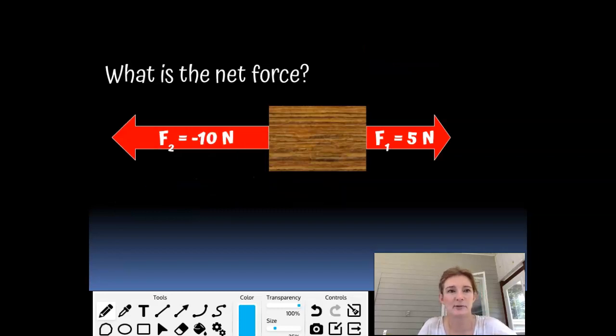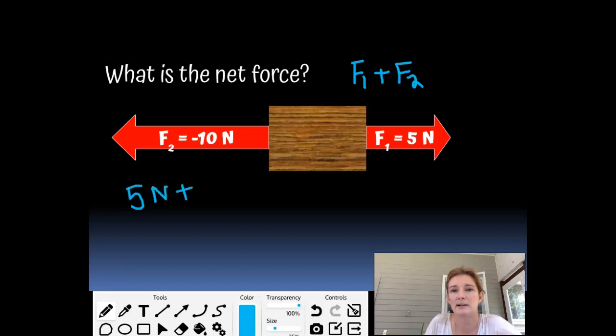Another situation similar to the last, except our F2 has increased in magnitude, still to the left. So again, F1 plus F2 is our net. So F1, 5 newtons, plus, remembering that this is a negative because it's in the opposite direction, negative 10 newtons. What is our net? Well, it is negative 5 newtons, which means that the net force is to the left.